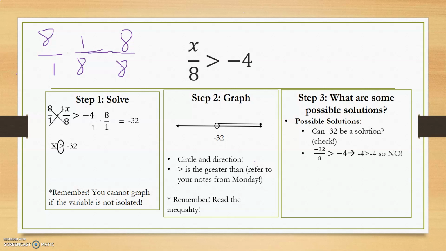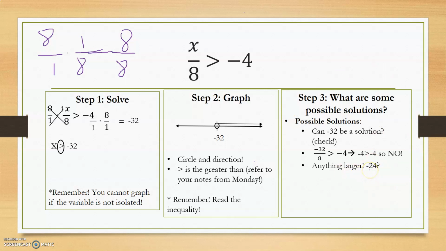If I plug in negative 32 for x, I get negative 32 divided by 8, which is negative 4. So if I read that inequality now, it says negative 4 is greater than negative 4. So that is not a true statement. Okay, that means anything larger.